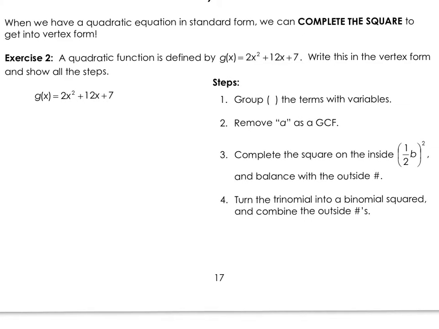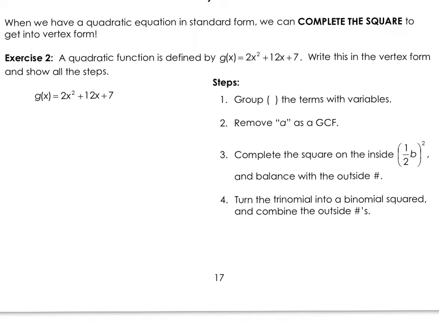So these steps are just like what we used to complete the square. We're going to group the terms with variables using parentheses. We're going to look for a GCF in a and remove it only from the terms in parentheses. Then we'll complete the square on the inside and balance with the outside number. And then we'll turn the trinomial into a binomial squared and combine the outside numbers.